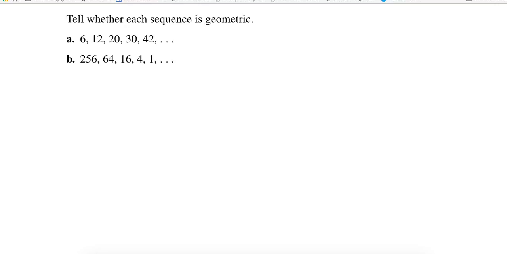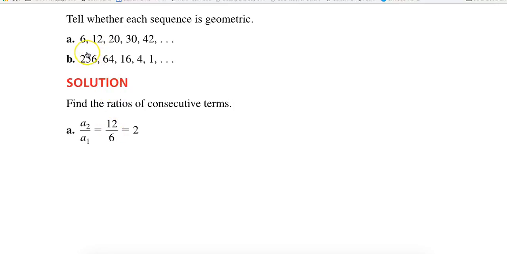So the first thing is tell whether each sequence is geometric. Now, in arithmetic, we just subtracted the first term from the second. In geometric, we are just going to take each term and divide it by the previous. So to tell if 6 is multiplied by a constant to get 12, and if 12 is multiplied by a constant to give 20, we take 12 divided by 6, and let's see what that ratio is. 12 divided by 6 is 2.